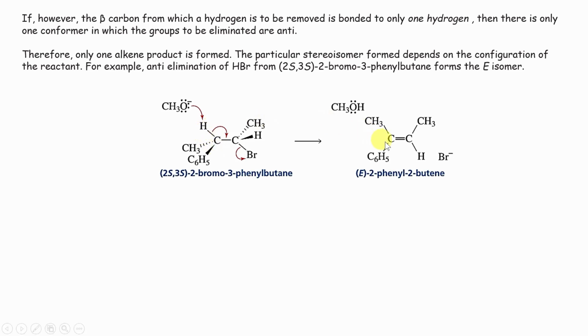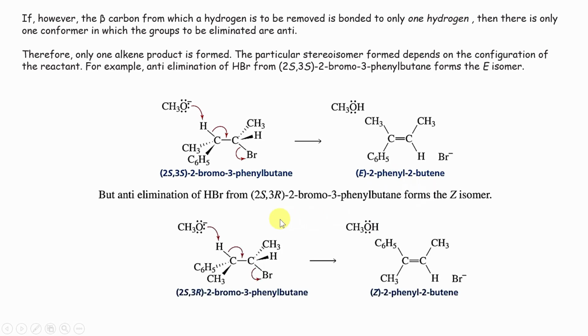And so we get only one product, that would be E-2-phenyl-2-butene. Whereas the elimination of hydrogen bromide from 2S,3R-2-bromo-3-phenylbutane forms the Z isomer. See, it is the Z isomer.